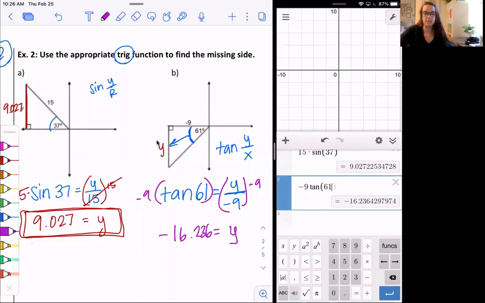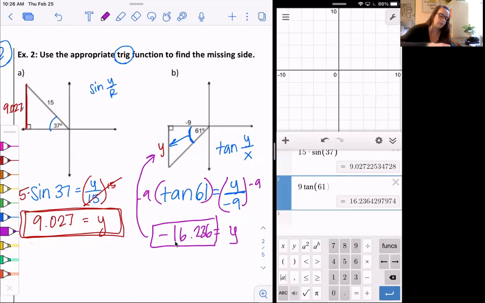-16.236, which makes sense because y is negative. And so I could have that as my y. If you don't put in the negatives, it's not a big deal. It's just going to tell you positive 16.236, and then you're going to know, since it's the negative direction for the y here in this quadrant, that it would be a negative answer.